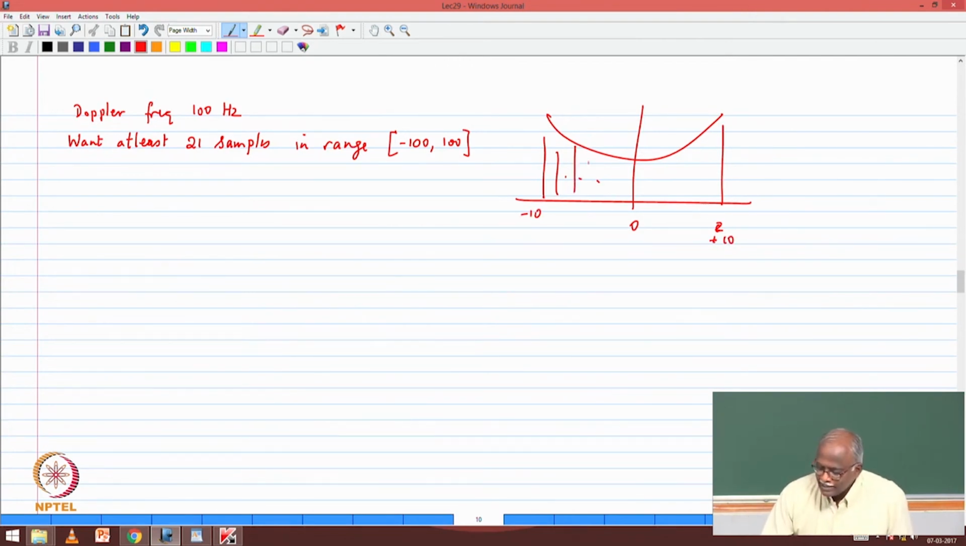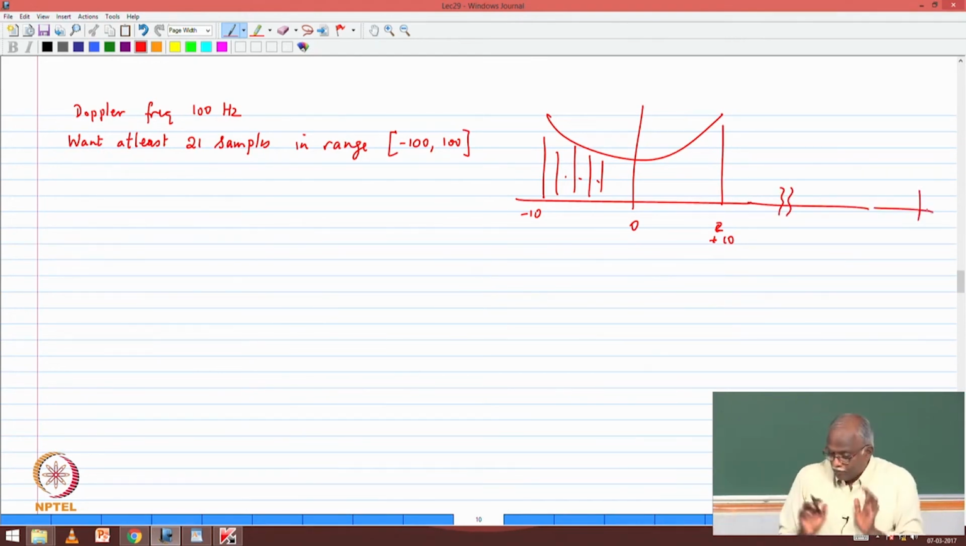Why? Because only then I will get some resolution, because all the shaping is being done by these samples. And keep in mind that there are a lot of zeros present in your filter Fourier transform. So I want to do this so that I can capture the Doppler spectrum in an accurate manner. Okay. So this tells me that my delta f, that means the spacing between my FFT samples, in the FFT coefficients, has to be 10 hertz. Correct?